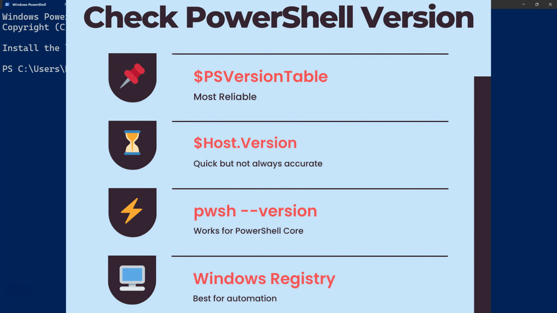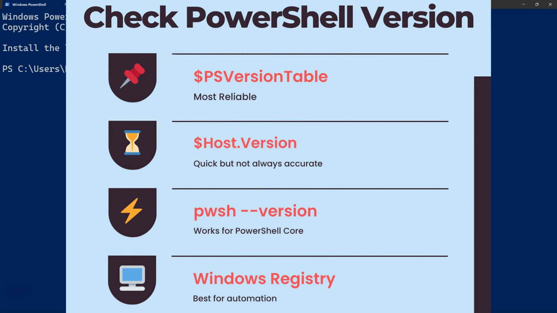Before diving into the details, let's first go over all the ways you can check your PowerShell version. 1. Using the $PSVersionTable automatic variable. The most reliable method works in all modern PowerShell versions. 2. Using the $Host.Version property. A quick method, but it may not always be accurate. 3. Using the pwsh -version command, the fastest way for PowerShell Core users. 4. Checking the Windows Registry, an advanced method useful for scripting and automation. Each method has its pros and cons, so let's break them down one by one.